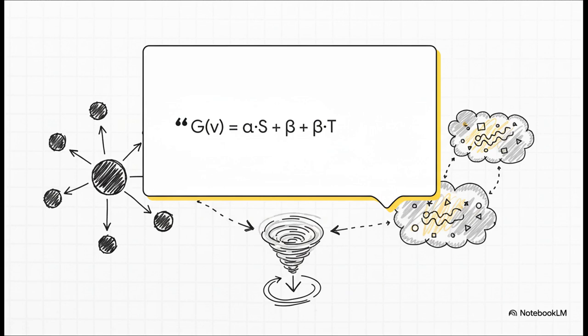Gravity is just a mix of two things. The S is for structural centrality. Think of it like Google's original PageRank. It measures how important a piece of information is based on how many other important things point to it. The T is for semantic relevance, which is all about how closely the meaning of the information matches your question. So by blending these two, the system finds stuff that is both super important and directly relevant to you.